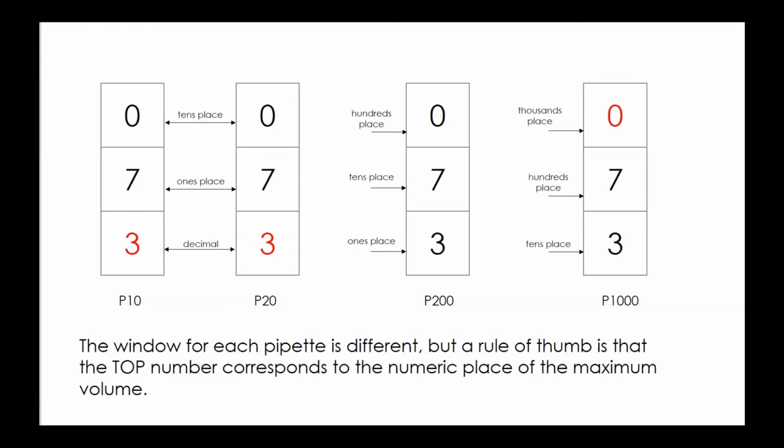Hopefully you figure out that the top number belongs to the thousands place, the middle number is the hundreds place, and the bottom number is the tens place. Let's practice this a little bit.